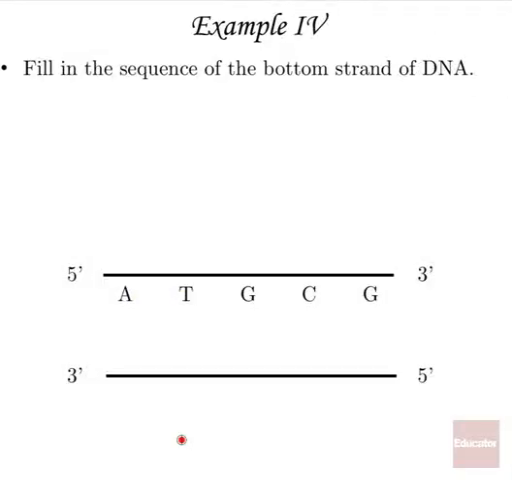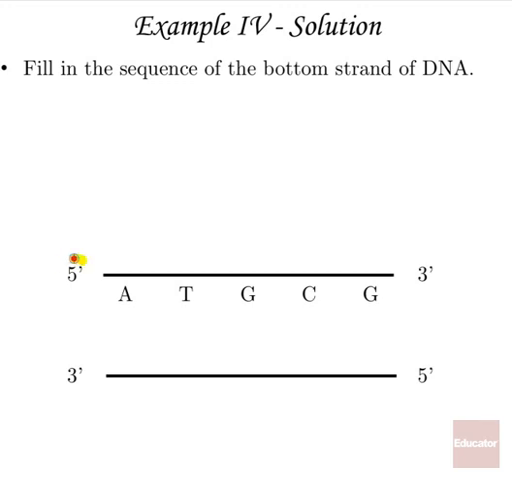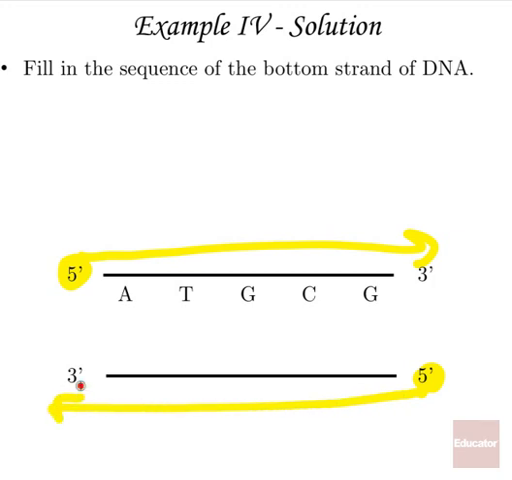So, as an example, based on Watson and Crick's solution, fill in the sequence on the bottom strand of DNA following what they said. So remember, A's pair with T's, G's pair with C's, and DNA strands are anti-parallel. Okay, so remember, we have the 5' to 3' on the top strand. We have the 5' to 3' going the opposite way on the bottom strand.